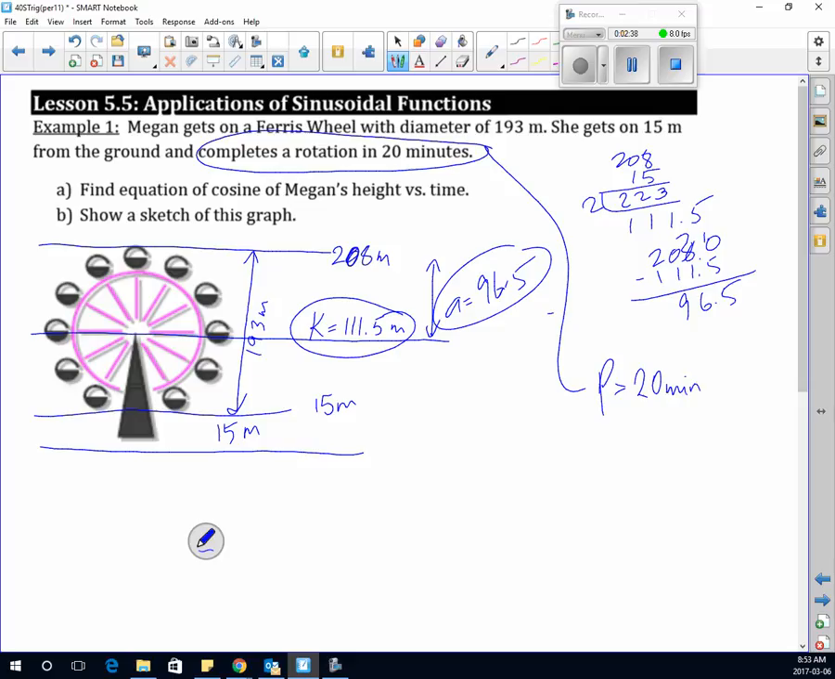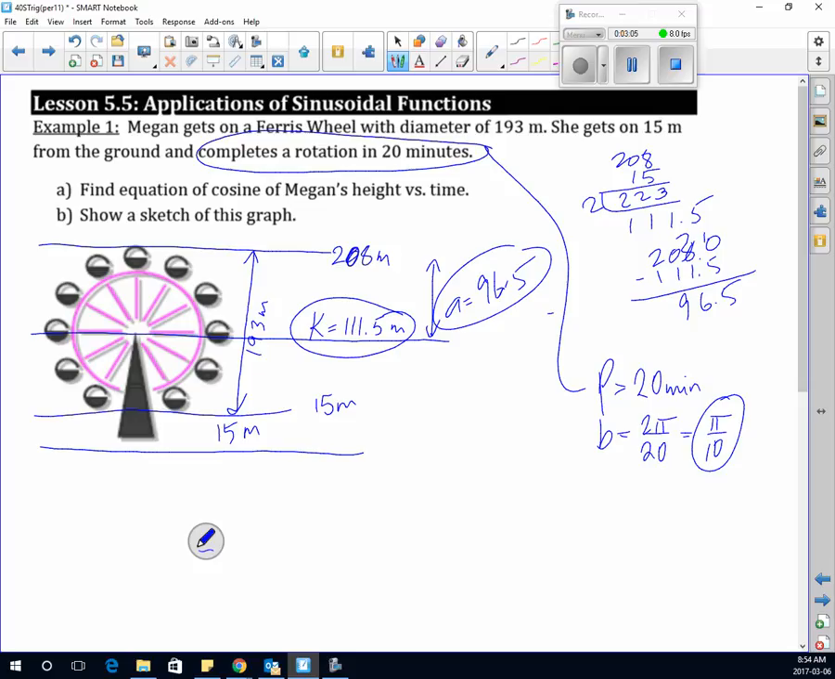So what would my B be? It doesn't tell you what the time would be, and sometimes they break down the time. They'll say it's in minutes or it's in seconds. But anyways, what would my B be then? 2 pi divided by 20. Does everybody see that would be pi over 10? Yeah? Okay, so I got my B, I got my K, I got my A, I'm missing my H.